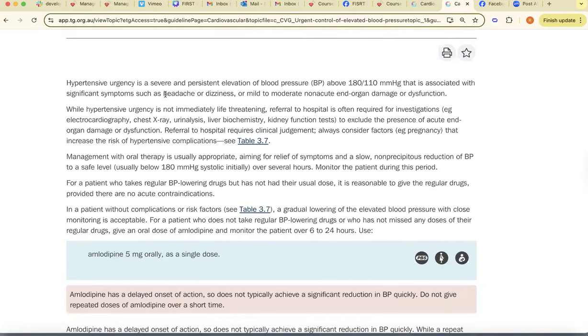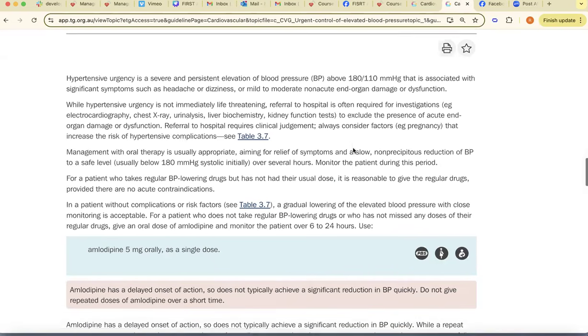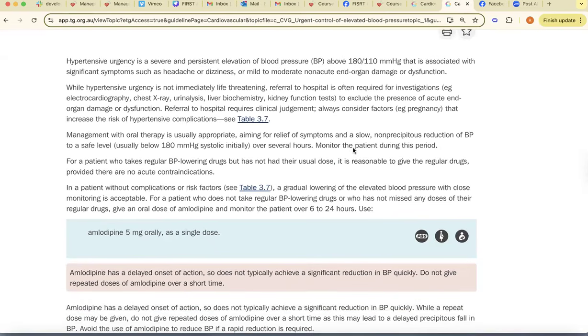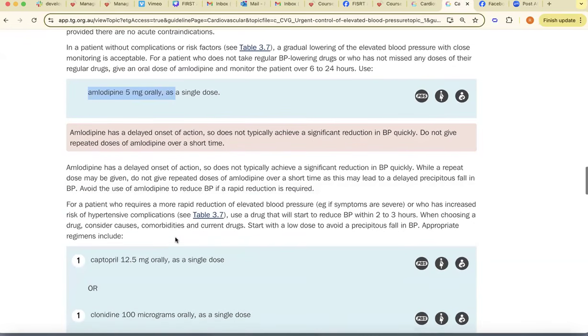Urgency has symptoms like headache and dizziness along with the elevated blood pressure. This patient needs to be sent to the hospital for further investigation. They will be admitted and given amlodipine or any other low dose medication to gradually lower the blood pressure. And they will stay in hospital until their blood pressure drops to definitely below 180, or even sometimes below 160.